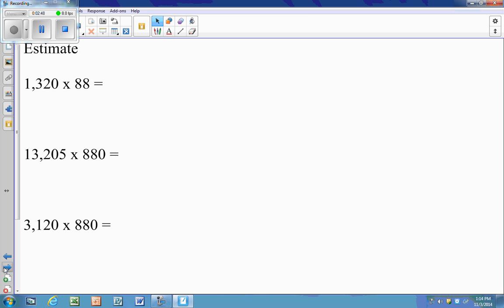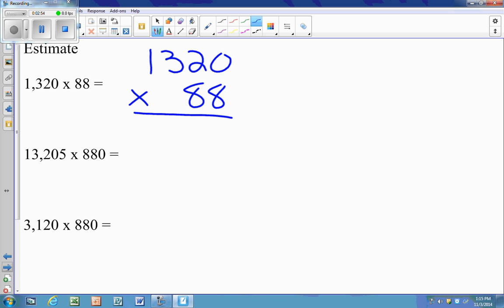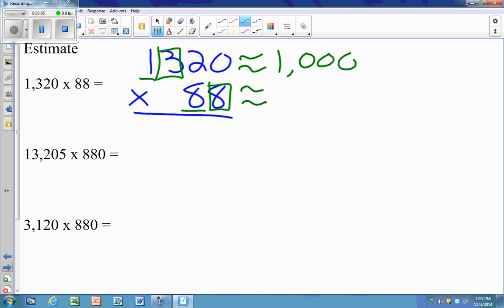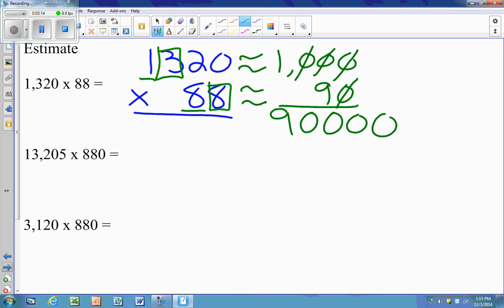The next one, we're going to estimate again. I'm going to write out the number. I'm going to estimate this to the largest place value, which is 1,000, and estimate this one to its largest place value, which is 90, and I end up with 1, 2, 3, 4 zeros. That's the 1, 2, 3, 4 zeros, and I have 90,000. So those are my examples for estimating.